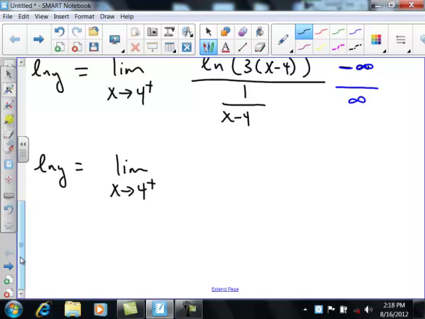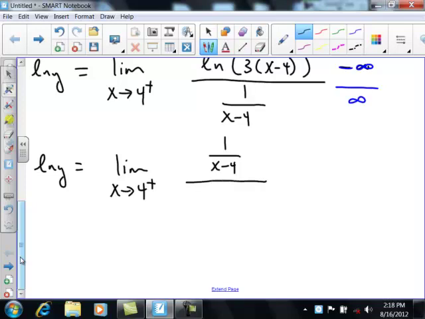If I use L'Hopital's rule, take the derivative of the numerator, take the derivative of the denominator. The derivative of my numerator is going to end up being just 1 over x minus 4. Take the derivative of the natural log of 3 times x minus 4. You get u prime over u, and so your 3's cancel and you're left with just 1 over x minus 4.